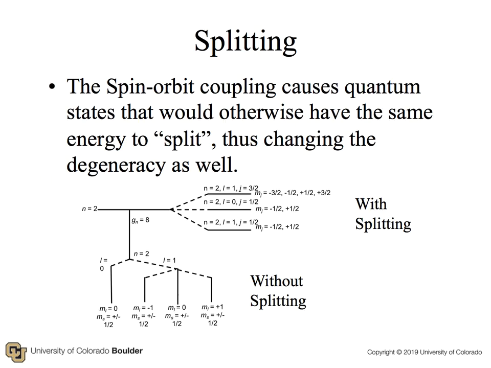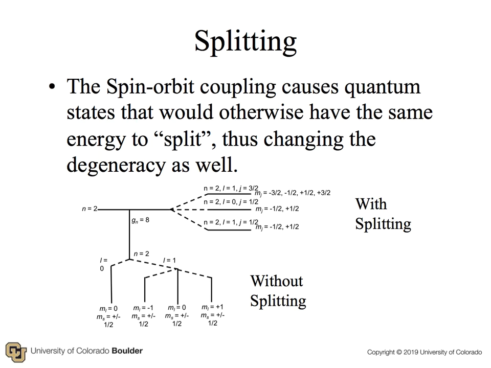The spin-orbit effect, the coupling between orbital momentum and electron spin momentum, causes quantum states that would otherwise have the same energy to split. And that changes, or can change, the degeneracy that you have to deal with as well. So this particular diagram looks a little confusing. This diagram is done for n equals 2, and so for n equals 2, the total degeneracy would be 2n squared, which is 8, and it's shown there on the diagram. G sub n is equal to 8.